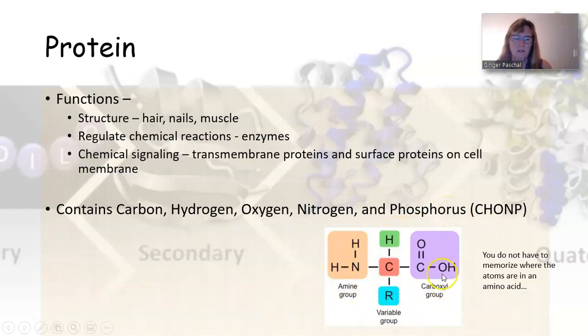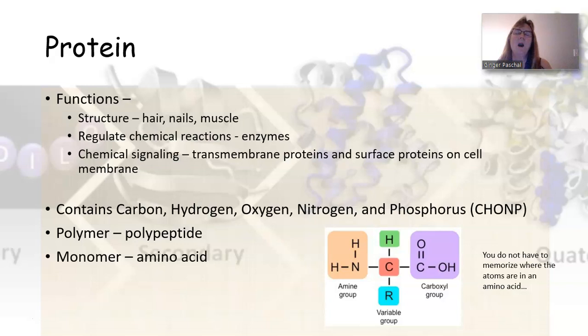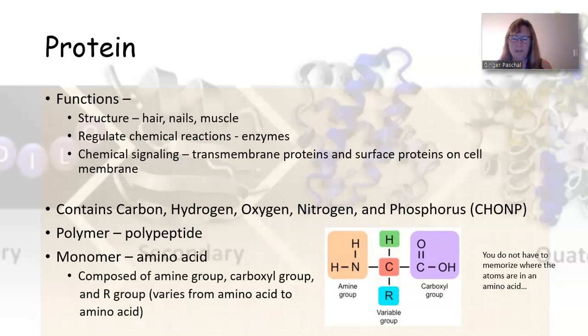You can see here we've got a monomer of a protein. The polymer of a protein is a polypeptide. The monomer of a protein is an amino acid. Amino acids are made of several parts.